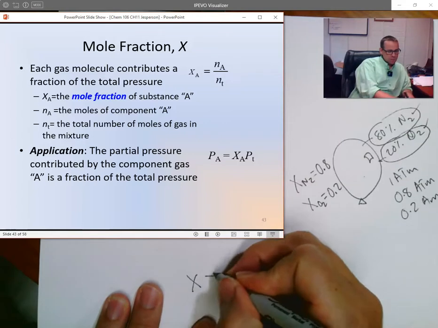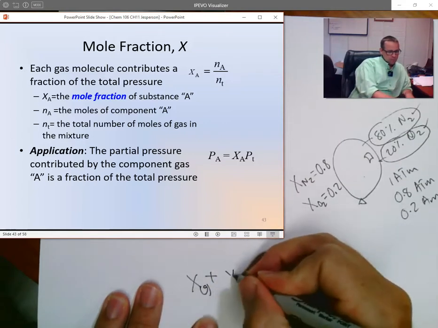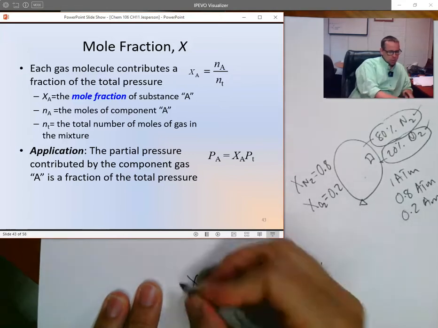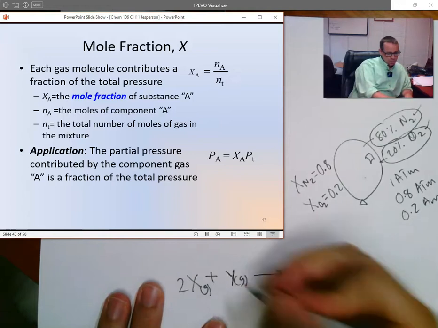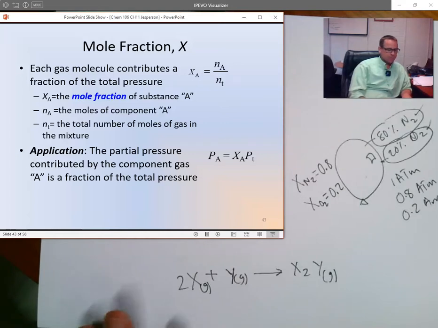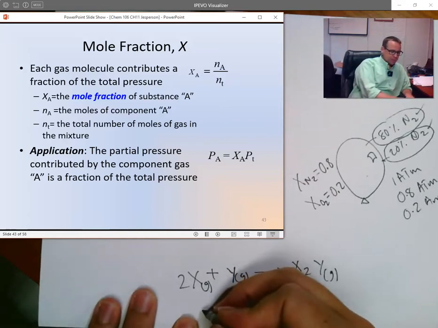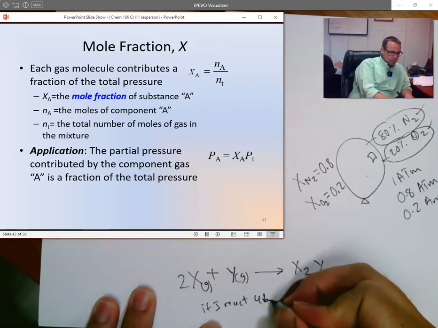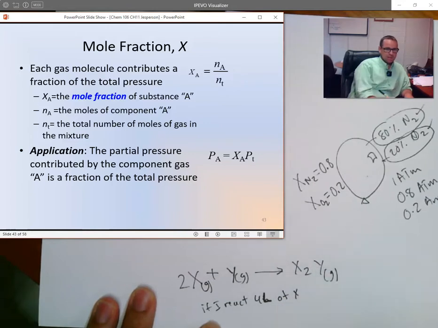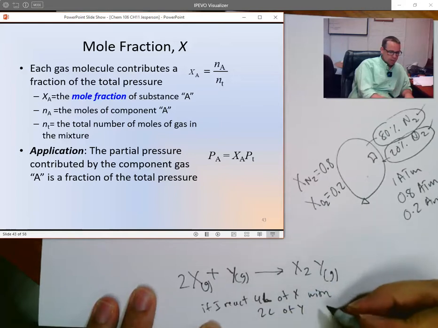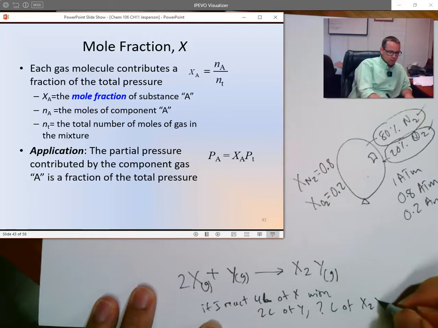So for example, here's a chemical reaction, X reacting with Y and forming X2Y. Okay, here it is. There's my chemical reaction. All right. If I react 4 liters of X with 2 liters of Y, how many liters of my product am I going to get?